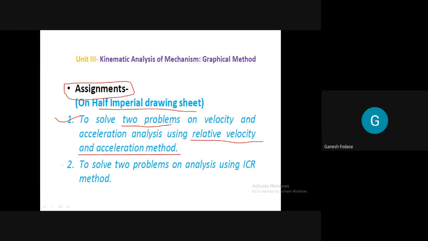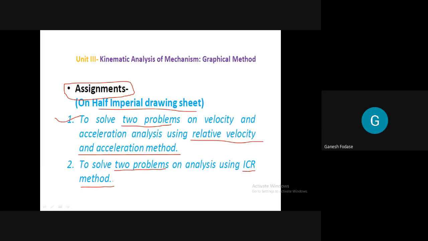The second assignment, the second part, is to solve two problems on the ICR method. So how many problems do you have to solve in each assignment? Two problems. The first assignment is on the relative velocity and acceleration method, and the second assignment is on the ICR method. So two methods, two assignments. Is it clear? Yes, sir.